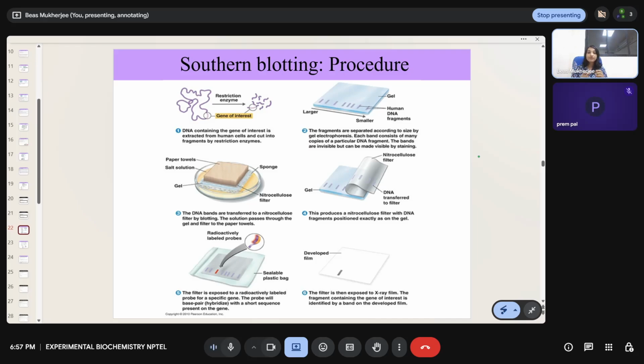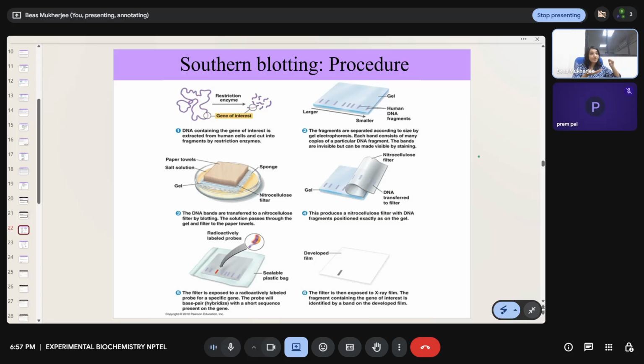Then what happens? The filter is exposed to a radioactively labeled probe. So see, the probe is labeled. Always remember, the probe is an oligonucleotide that is labeled, right? So a probe for a specific gene, and the probe will hybridize, right? So it will hybridize, that means it will bind.